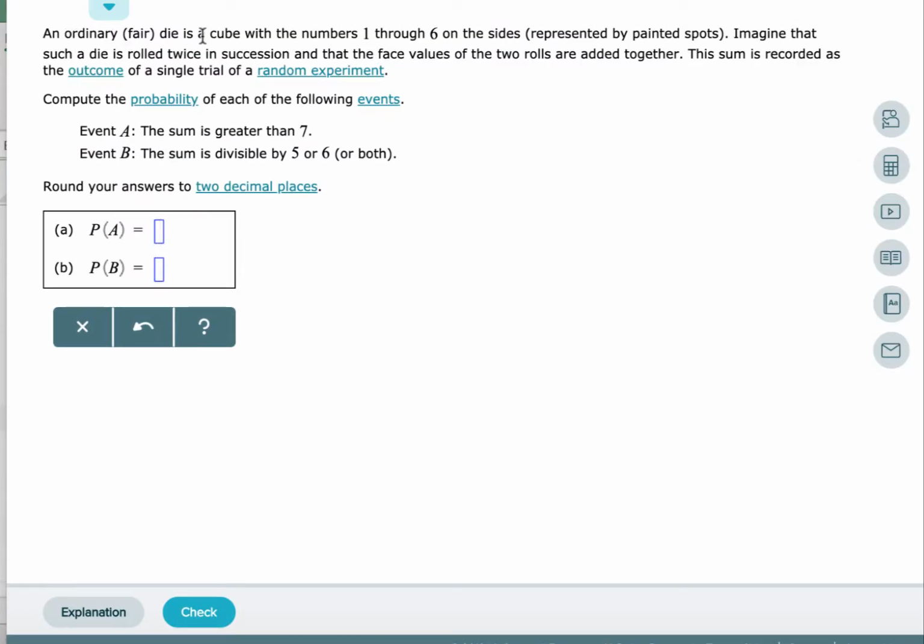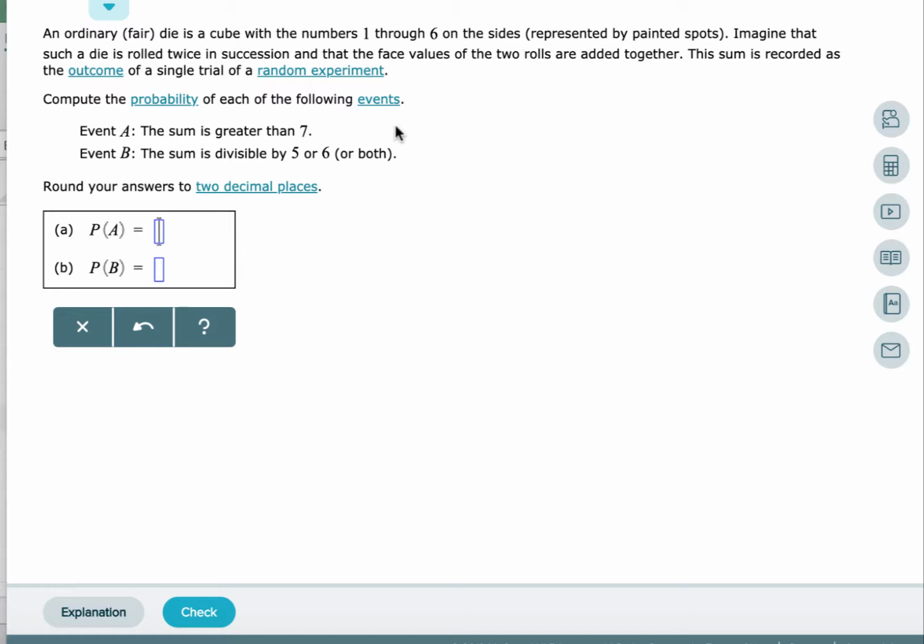An ordinary fair die is a cube with numbers 1 through 6 on the sides, represented by painted spots, like we saw in the first video. Imagine that such a die is rolled twice in succession and that the face values of the two rolls are added together. This sum is recorded as an outcome of a single trial of the random experiment. Compute the probability of each of the following events. The first event is that the sum is greater than 7.